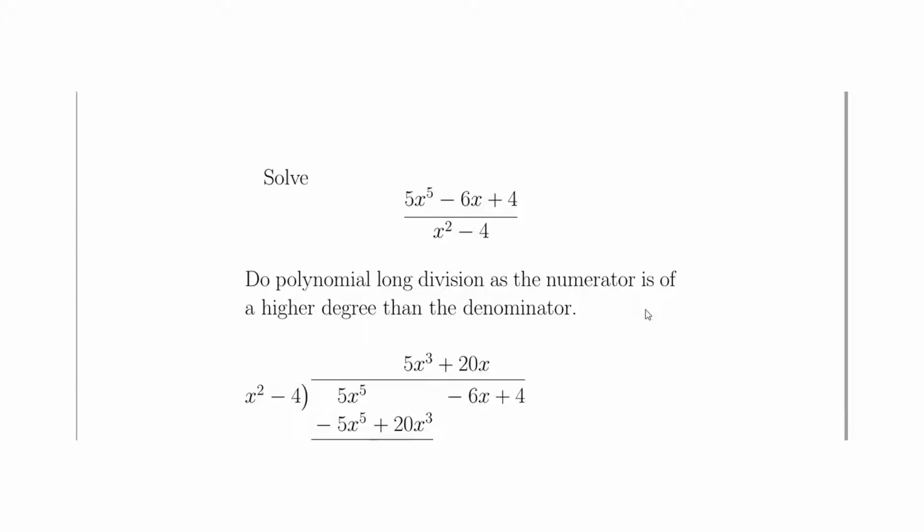Today we're looking at polynomial long division, and specifically this quotient here, 5x to the 5 minus 6x plus 4 divided by x squared minus 4. And that looks quite complicated, but there's a nice simple method we can use, polynomial long division. So I'll show you how this works.